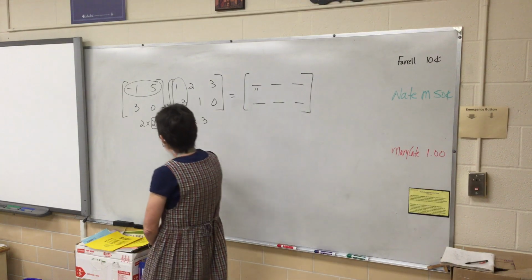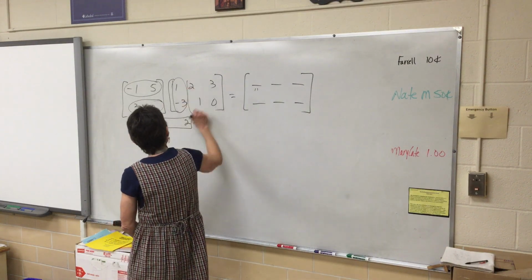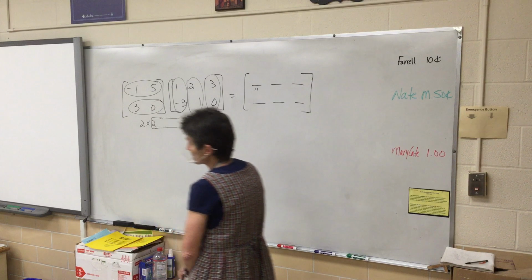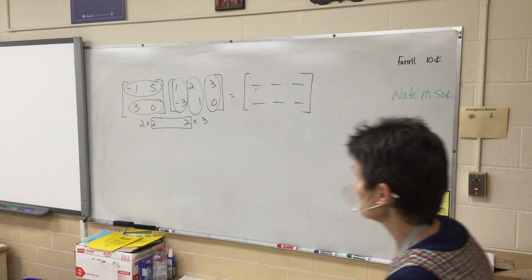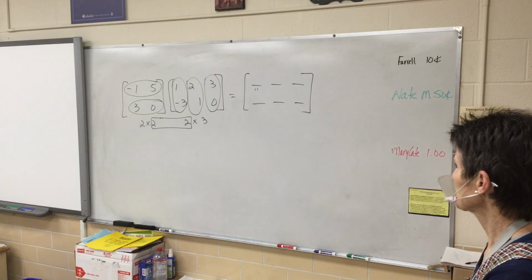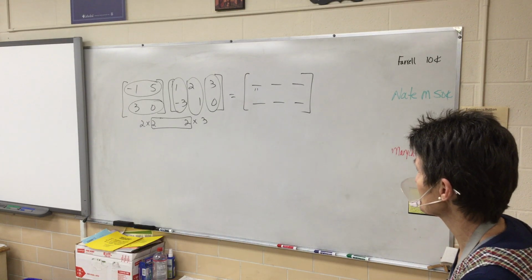So sometimes it's helpful to actually circle the rows and circle the columns. Rows are the first, columns are the second. But you'll develop your own system, whatever you do. It's perfectly okay as long as you're getting the right answers.